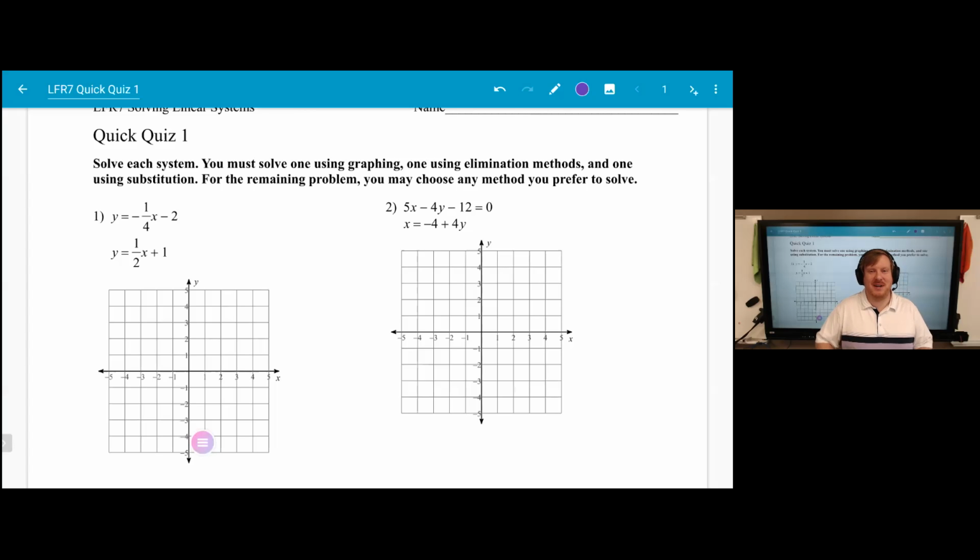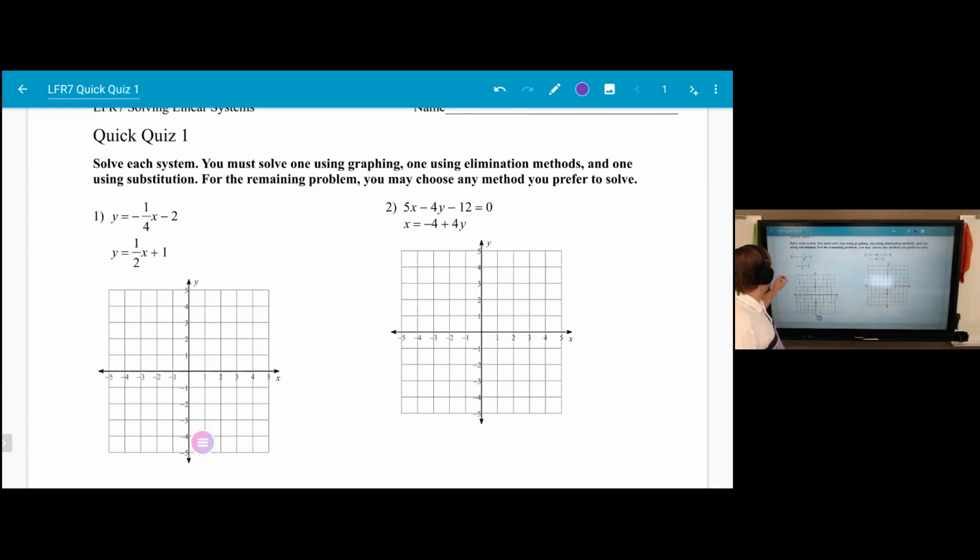Hello, Algebra 2. I wanted to take a quick minute here to go over the process once again and just focus on how I look at these problems when it comes to LFR7, solving systems of linear equations, and how I make the decision of which method to use. We'll start with number one.